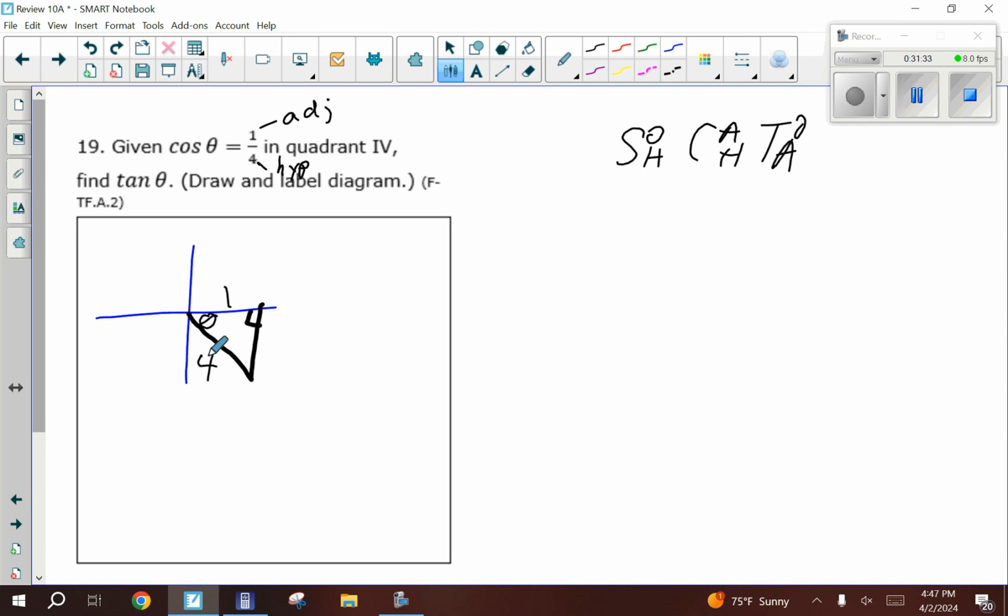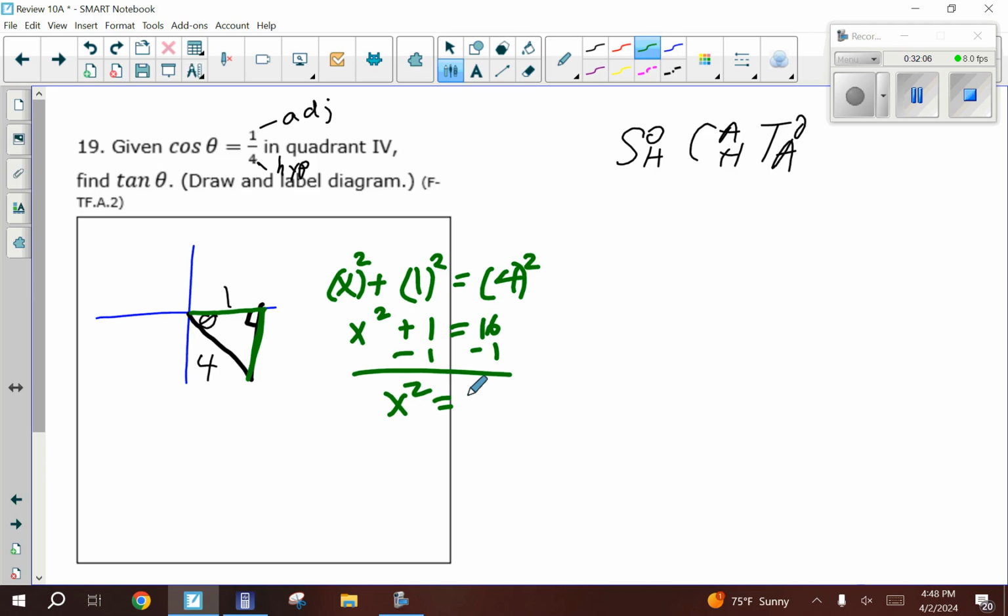So in order to find the tangent, we have to first find the missing side. And we can do this by doing a squared plus b squared equals c squared. So when we do a squared and b squared, we have to use the two sides that are forming the 90-degree angle. So the legs have to be added together. So it's going to be x squared plus 1 squared equals 4 squared. So this would be x squared plus 1 equals 16. Then I would subtract 1 from both sides and get x squared equals 15. Then I would square root this and square root this. So x equals square root 15.